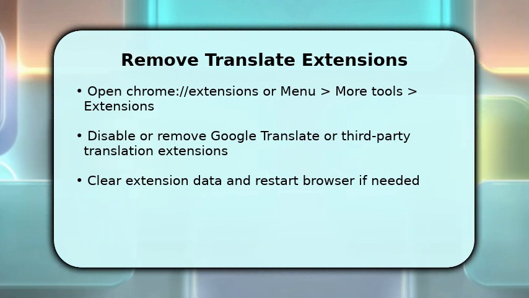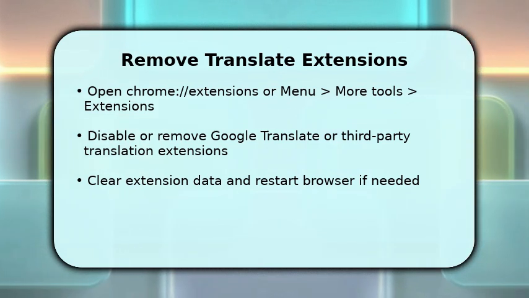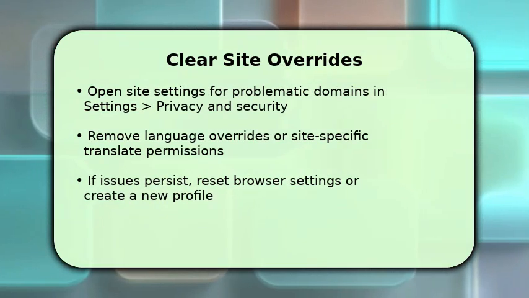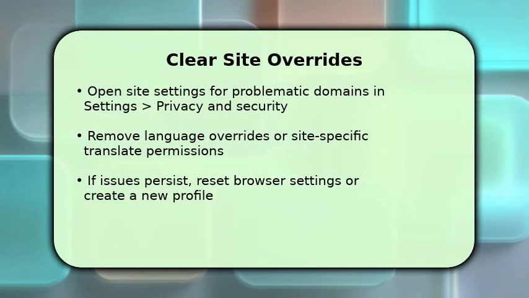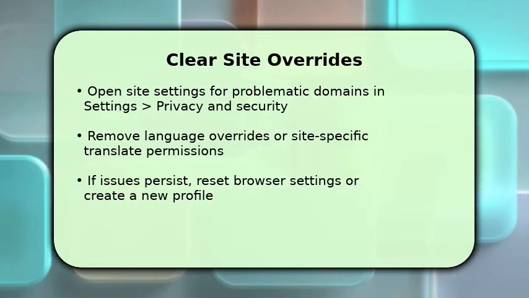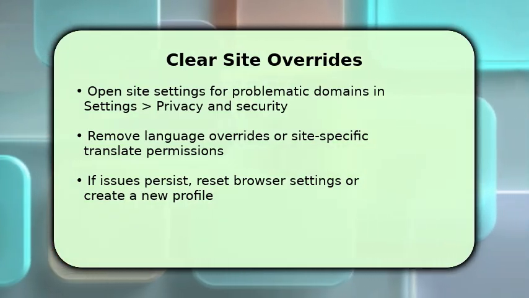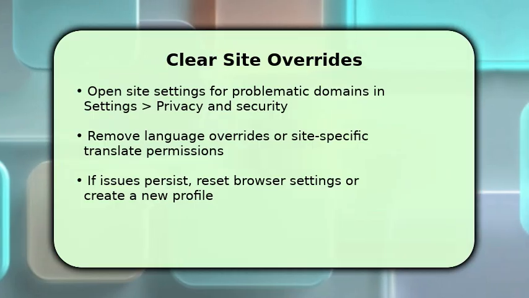Finally, check for site-specific overrides that force translation. Go to Settings, Privacy and Security, then Site Settings and look for language or permission entries for affected domains. Remove those overrides so Chrome reverts to your global setting.